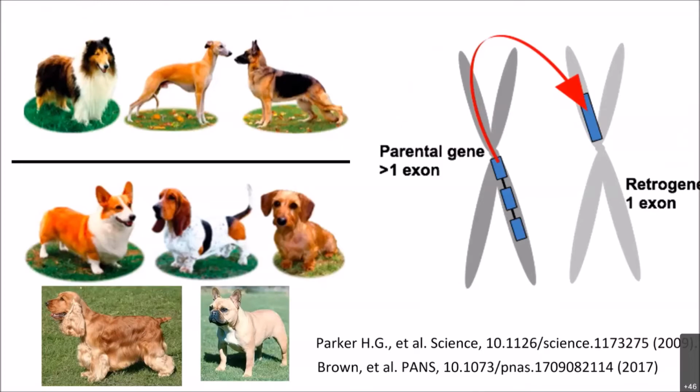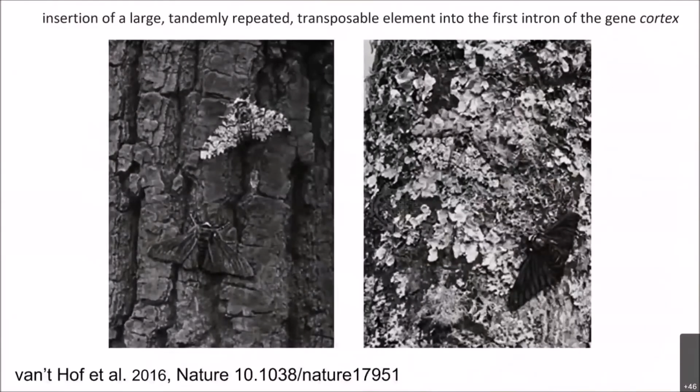But moving on, industrial melanism is this famous example. Back in 2016, a paper was published that said this variation in melanism between these moths in the UK has a genetic basis due to a transposable element that jumps into the first intron of the gene cortex. So you have a mobile piece of DNA that's jumping into a region of the genome and causing phenotypic variation that's relevant to adaptation.